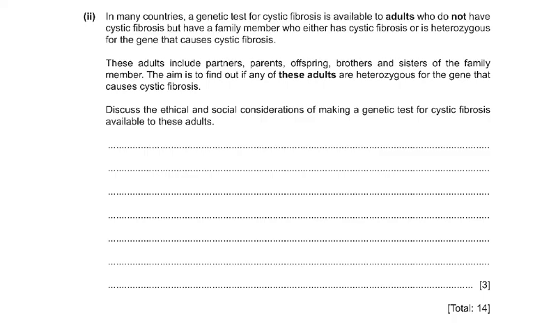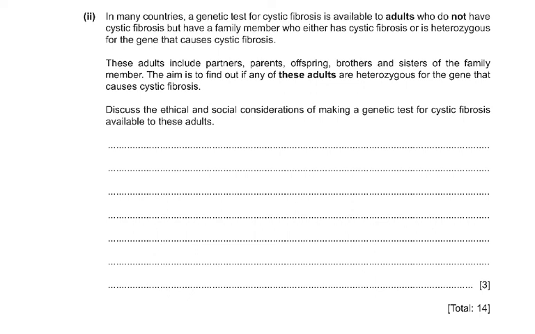So in many countries, a genetic test for cystic fibrosis is available for adults who do not have cystic fibrosis but have a family member with cystic fibrosis or is heterozygous for the gene. These adults include partners, parents, offspring, brothers and sisters of the family member. The aim is to find out if any of these adults are heterozygous for the gene that causes cystic fibrosis. Discuss the ethical and social consideration of making a genetic test for cystic fibrosis available to these adults.